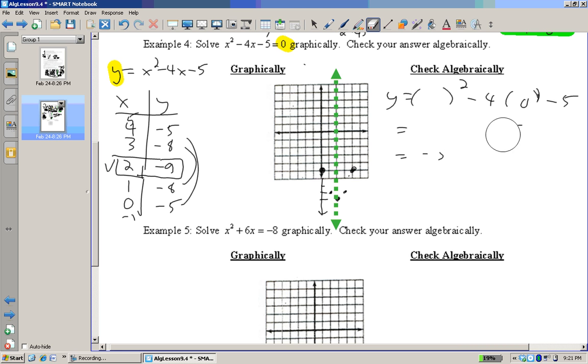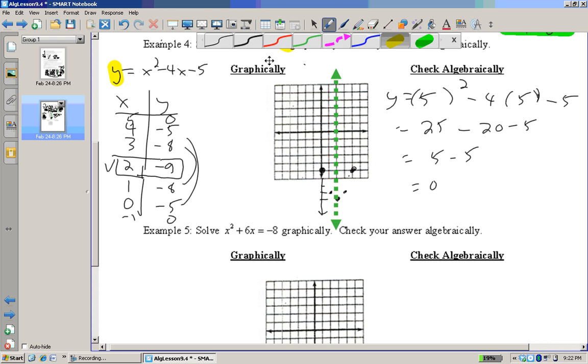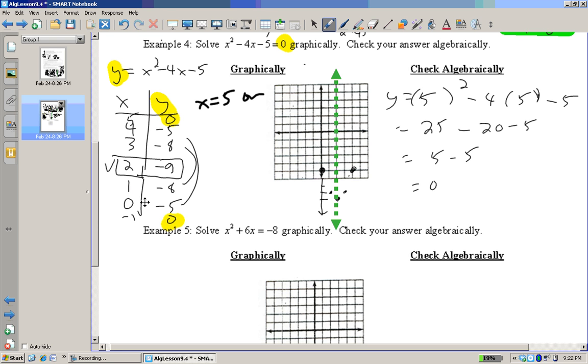Let's plug in that 5. 5 squared is 25, minus 4 times 5, 20. 25 minus 20 is 5, minus 5 is 0. And that is good news. That's exactly what I wanted to happen. Because, notice that y is 0. Well, here's where y is 0. It happens at 2 places. It happens at x equals 5 or x equals negative 1.